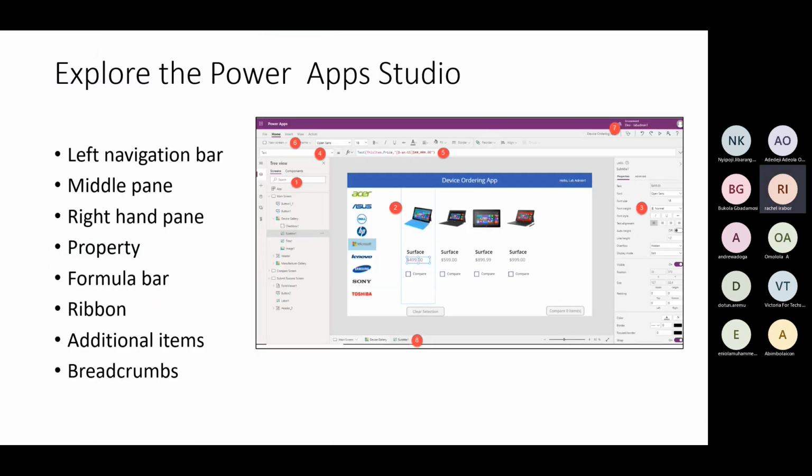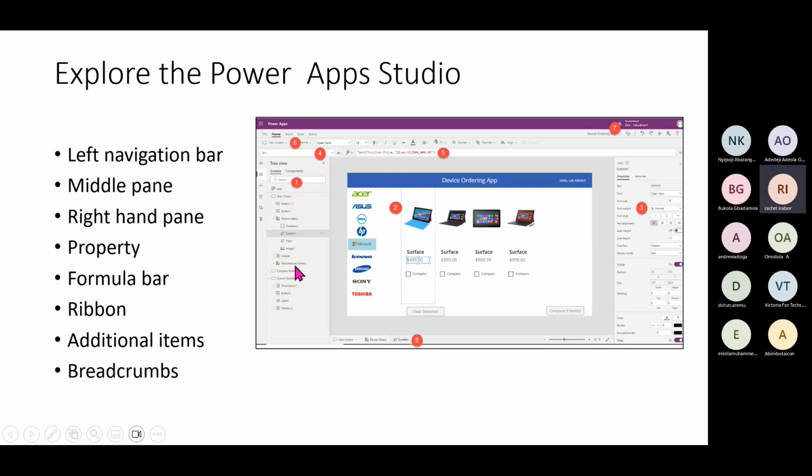For our Power Apps Studio, if you can see my screen, this is an application, and you can see the different numbering. The left navigation bar, number 1, has our tree view and our data sources. When you are building an application, the first thing that comes up is a screen. Then you start adding controls and giving them names. That's everything you're seeing here.